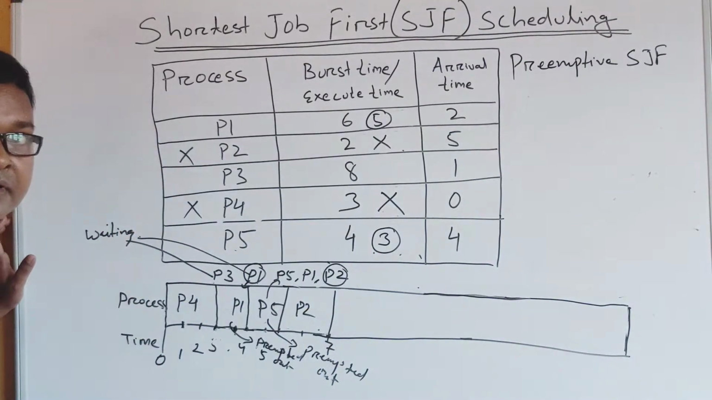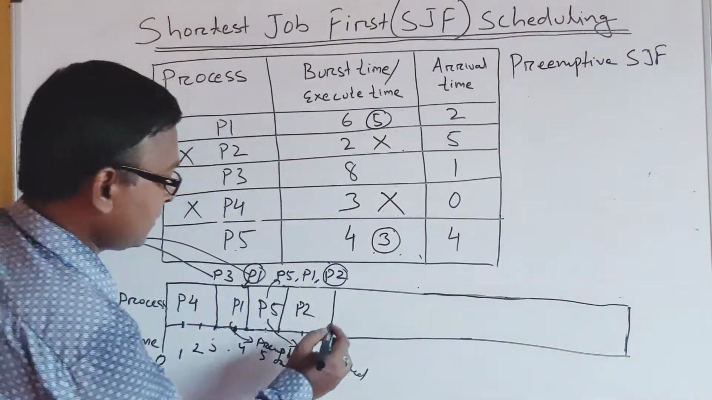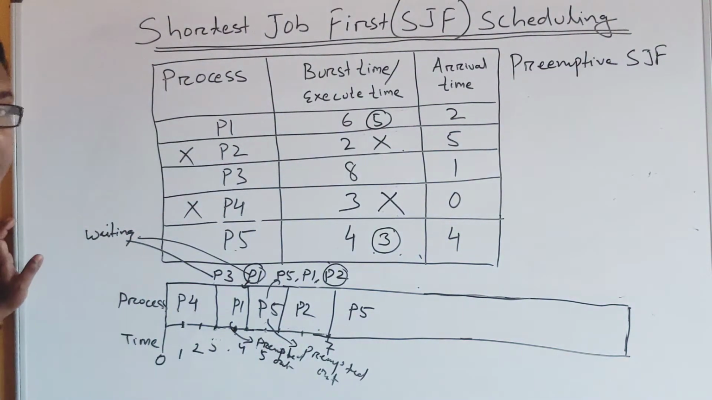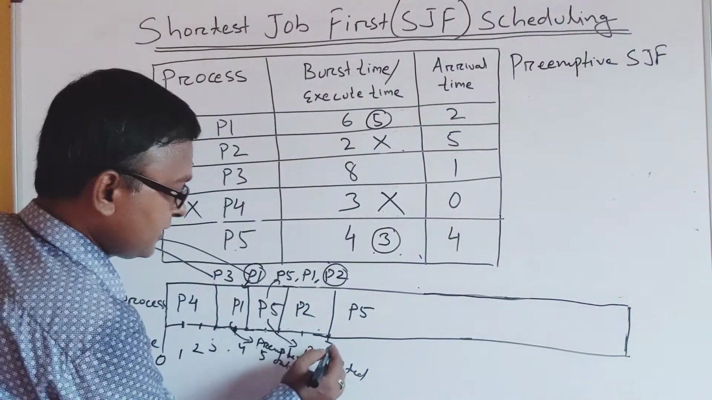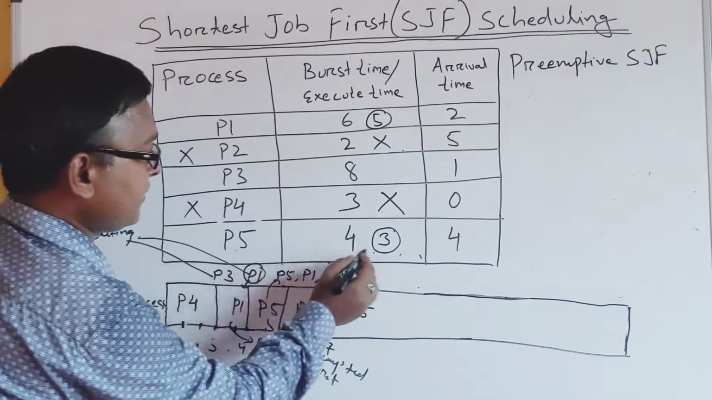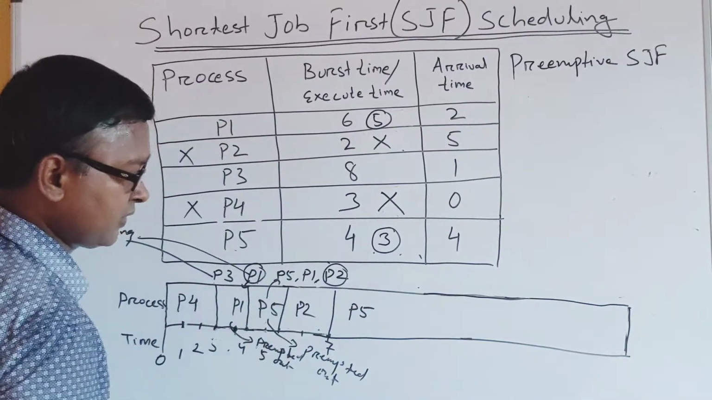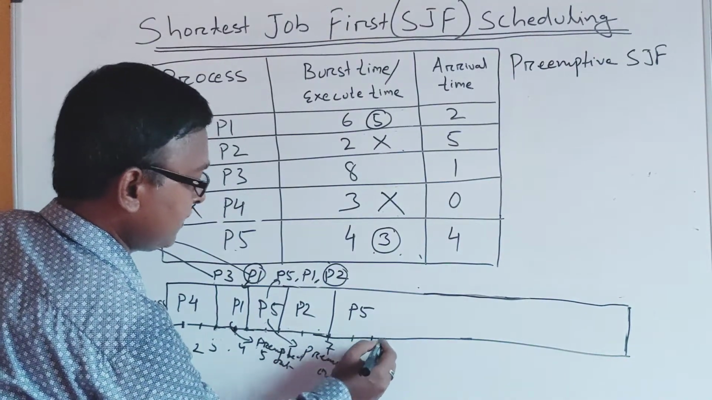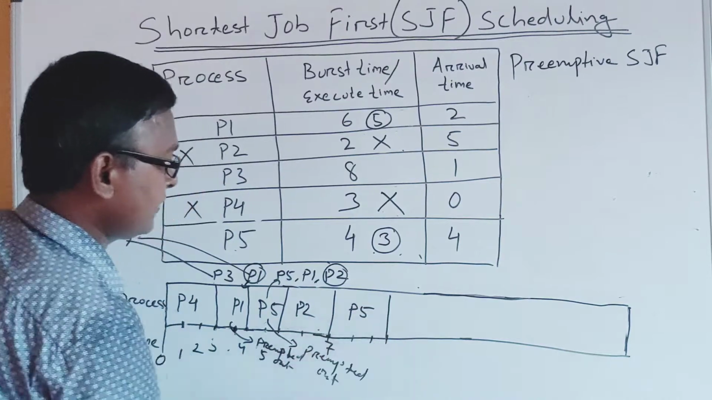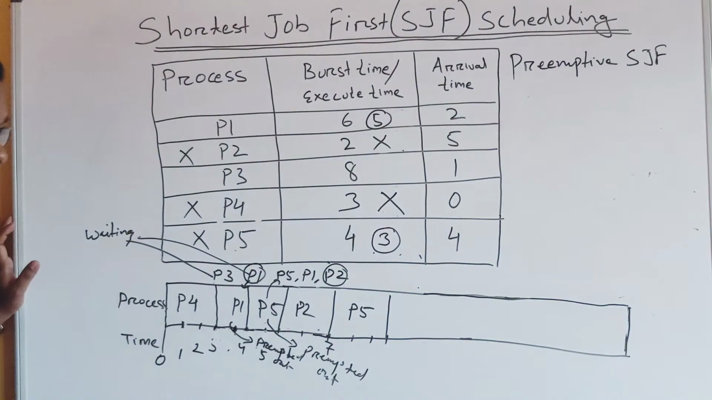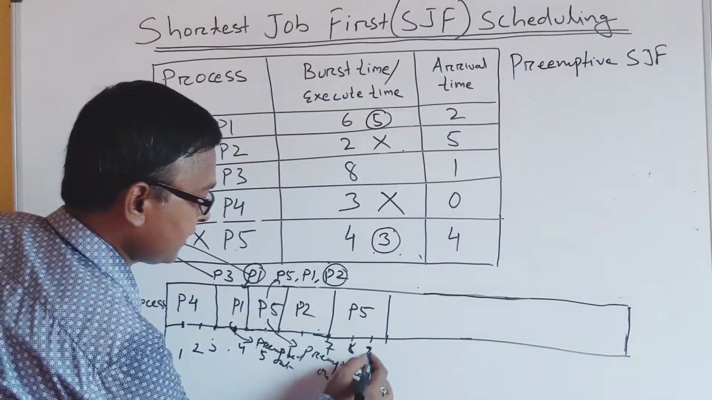P5. Understood? So right now the process P5 will be acquiring the processor. Okay, are you understanding? So P5 will be taking how much time right now? 3 units are left out. Okay, so 7, 8, 9, 10. So at 10 units of time, P5 completes execution.